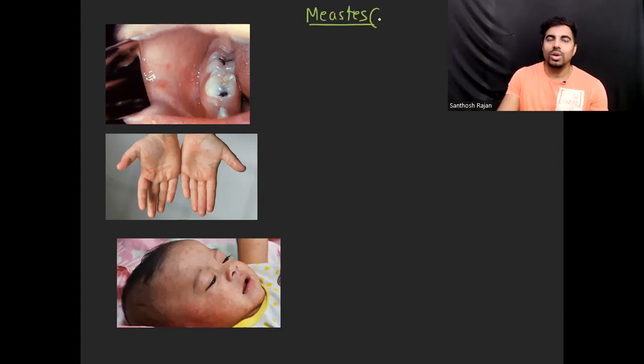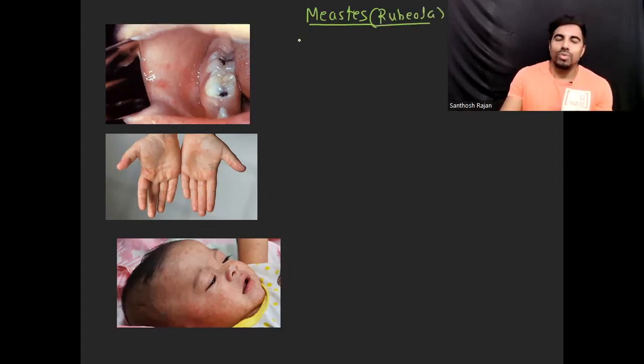Measles is otherwise called? Also called what? Rubeola. Measles, yeah, rubeola. What are the important things here? It's caused by paramyxovirus.